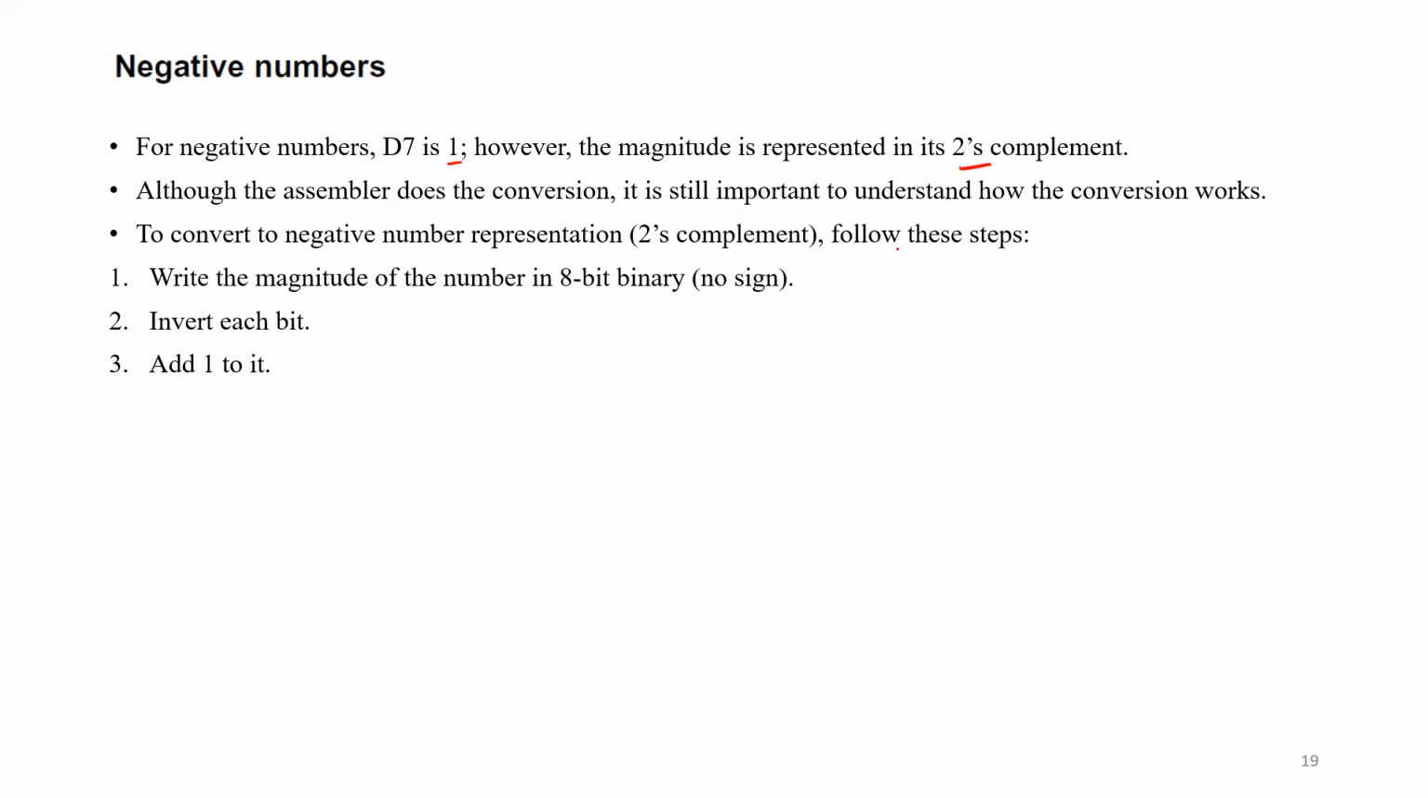To convert to a negative number representation of 2's complement, follow these steps. First, write the magnitude of the number in 8-bit binary without sign. Then invert each bit, so make the complement of each bit. The 1 should be complemented to 0, and 0 should be complemented to 1. After that, add 1 to your result. So three steps: first, write the binary of your number; second, invert or complement each bit; third, add 1 to this number.